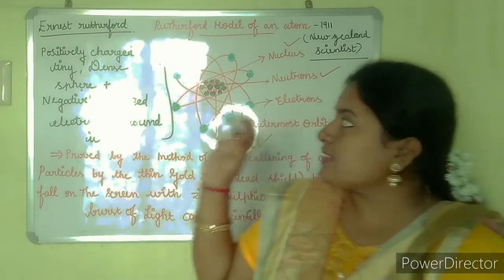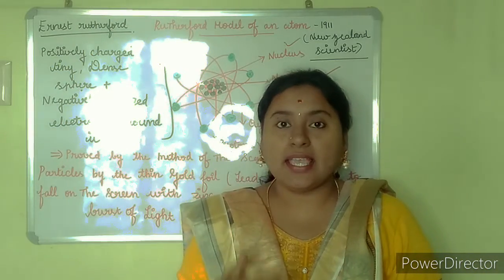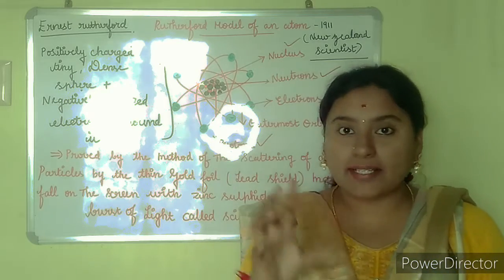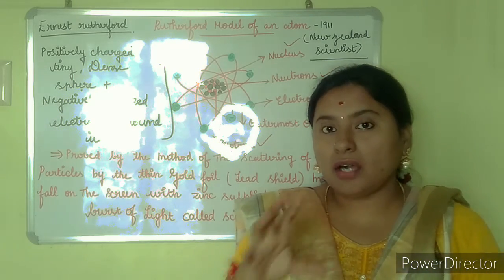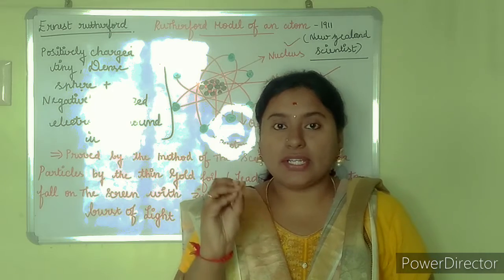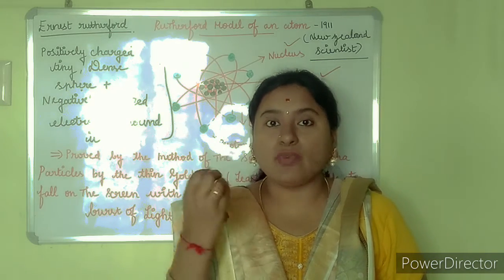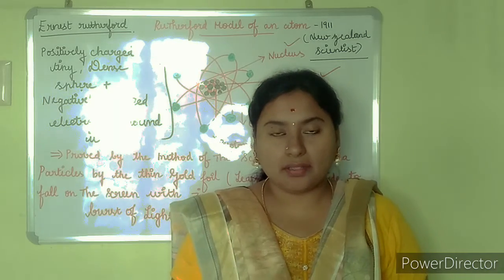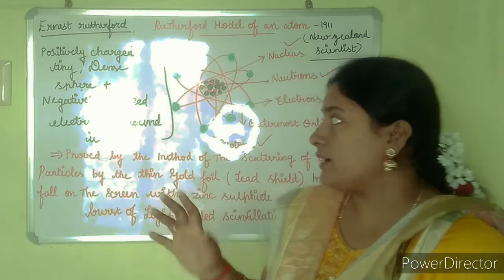Now the next thing he explained is the characteristics of the nucleus: how the nucleus will be present, what will be the mass, and what will be the density of the nucleus which is present in the center part of the atom. That's what he explained.